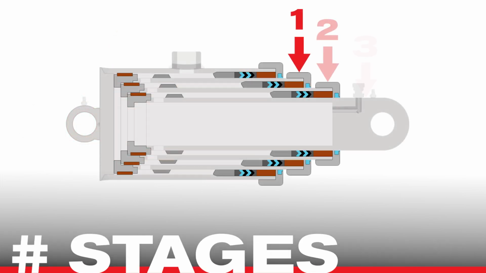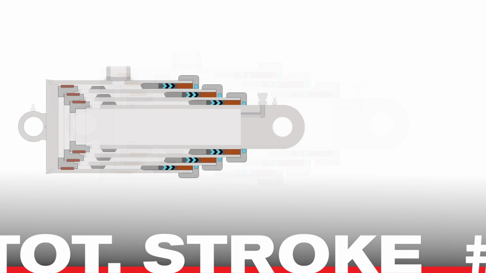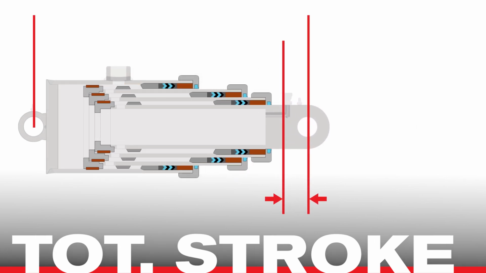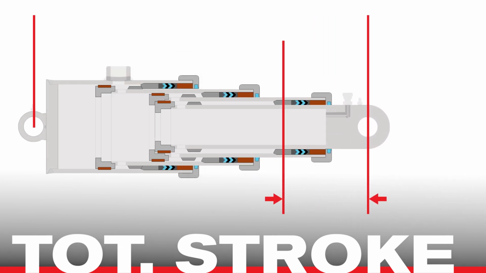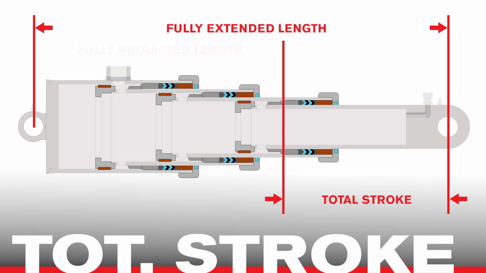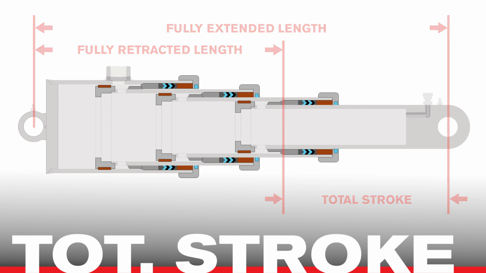Number of moving stages refers to each section that moves in relation to the main barrel. This tool has the option to select 2 to 5 stages. The total stroke of a telescoping hydraulic cylinder length is the difference between the fully extended length and the fully retracted length. It is the sum of the stroke lengths of each individual stage.